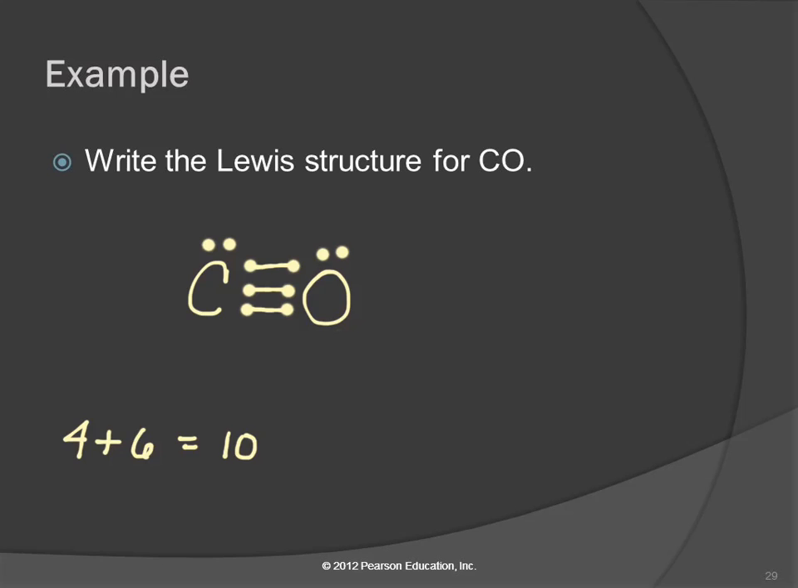Sometimes you make a mess when you're drawing the Lewis structure, and so you may want to copy it over more neatly. And when copying it over, it could end up looking like this. Well, that's a little tidier, right? Same thing. Any questions?